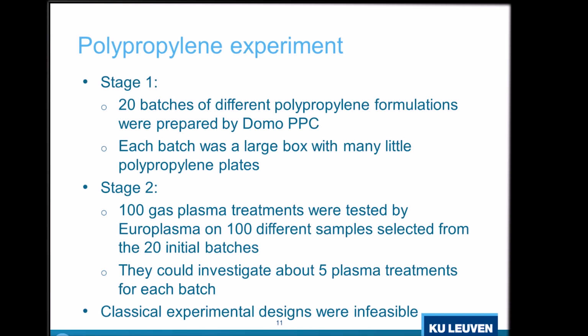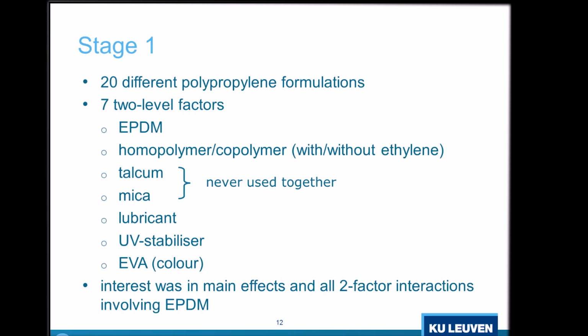Then the 20 boxes of polypropylene plates were sent to another company, to another place in Belgium, where another company tested 100 gas plasma treatments on 100 different little plates selected from the 20 initial batches, the 20 initial boxes. So roughly speaking, about 5 gas plasma treatments were tested for each box, for each batch of polypropylene. So clearly we have a complicated experiment here, 11 factors, 100 different samples taken from 20 different boxes.